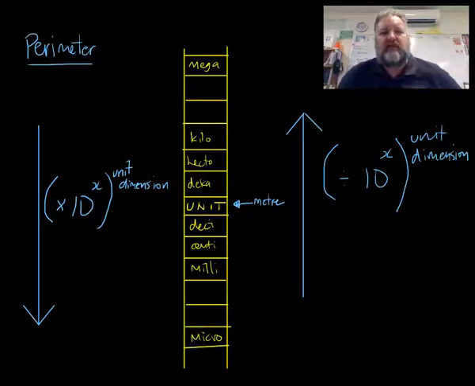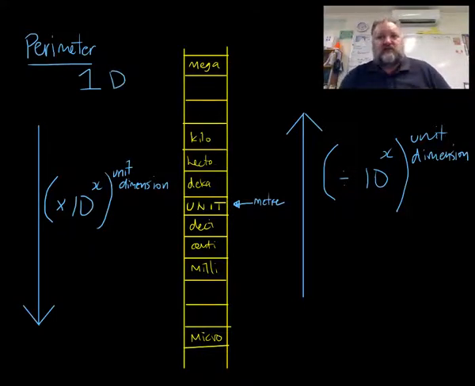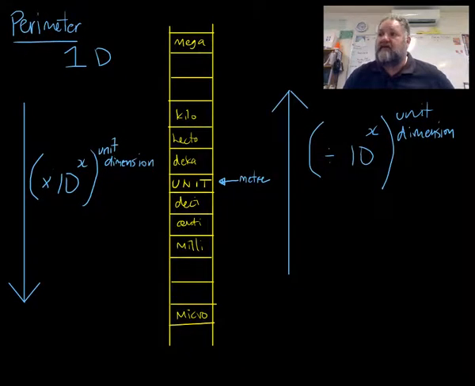So I want to first of all start talking about using this to work with perimeter. Now, the measurements of perimeter are only one dimensional. They are just straight lines that we're adding together. We don't have to worry about squares or cubes or anything like that. One dimensional. Okay, so let's say I'm working on a perimeter question and one of the sides of the shape that I am trying to figure out is 2 kilometres.